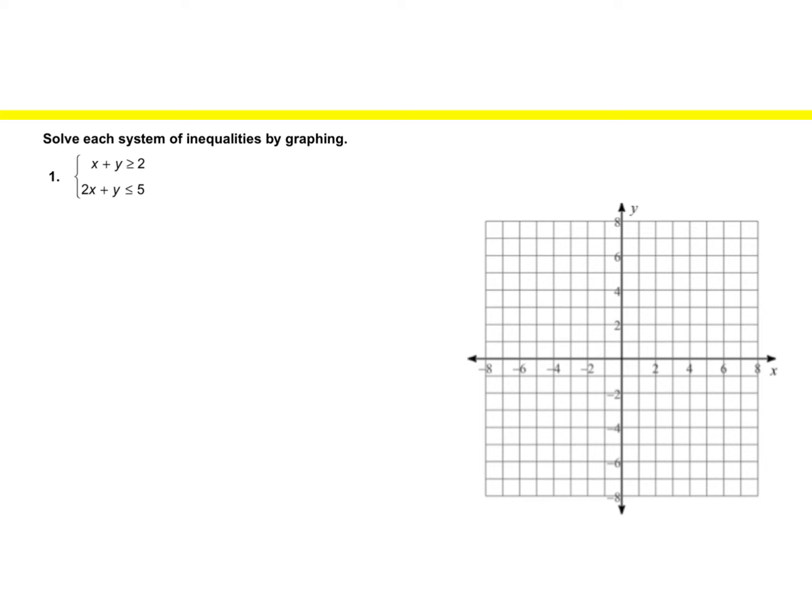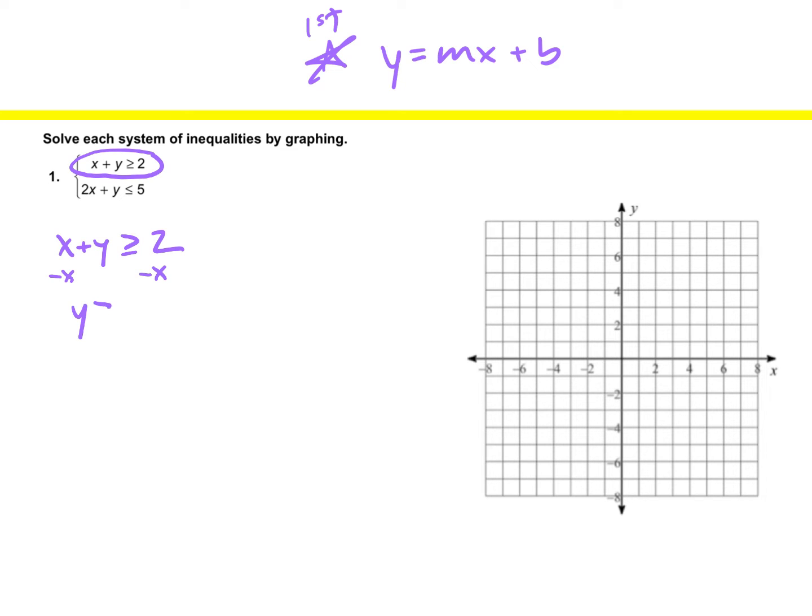Alright, so we need to solve each system of inequalities by graphing. So we're just going to take it one equation at a time. So first I have x plus y is greater than or equal to 2. What do I need to do first in order to graph this? Y equals mx plus b, slope-intercept form. So this is first. So how do I get this to be y equals mx plus b? Subtract x on both sides. So I have y is greater than or equal to negative x plus 2.